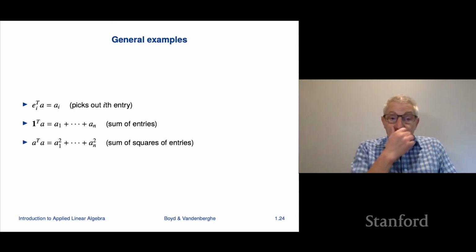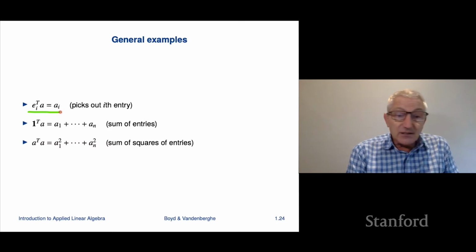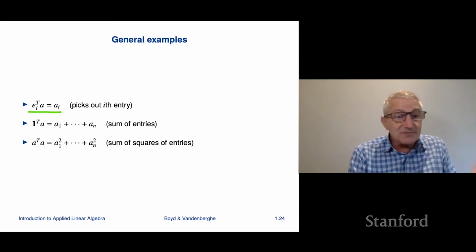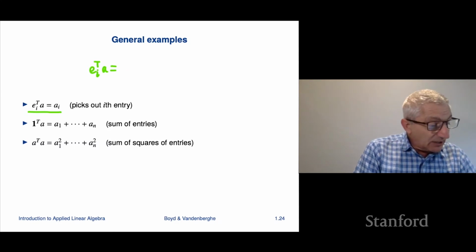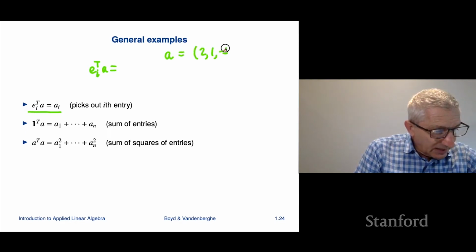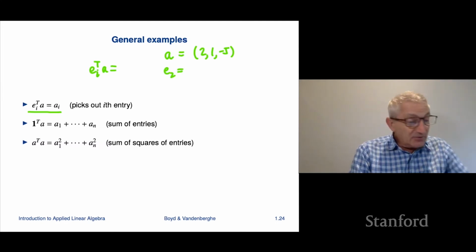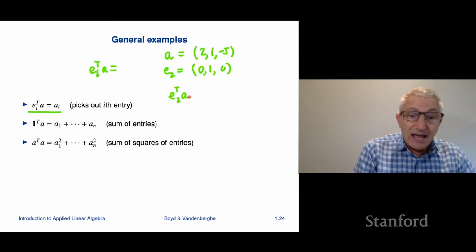Let's look at some very basic examples, completely generic. This says that if you take the inner product of the ith unit vector with a vector, it just picks out that entry. Well, that's easy to see. Let's actually just do an example. Let's take a equals (2, 1, -5), and let's consider e_2, the second unit vector of dimension 3, that's (0, 1, 0). And then let's calculate e_2 transpose a, sorry, the inner product of e_2 and a.